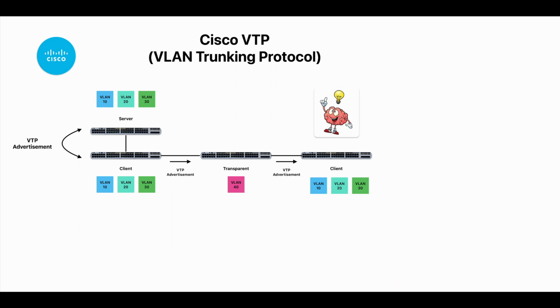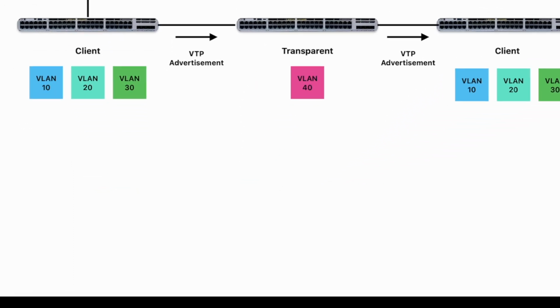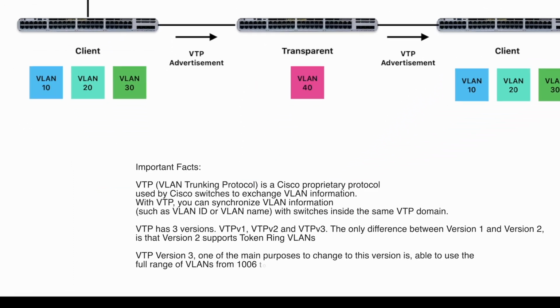Alright, so today we're going to be talking about VTP. And VTP is a Cisco proprietary protocol, also known as VLAN Trunking Protocol, that is used to exchange VLAN information between switches in the same VTP domain. VTP has three versions, version 1, version 2, and version 3. The only difference between version 1 and version 2 is that version 2 supports Token Ring VLANs.